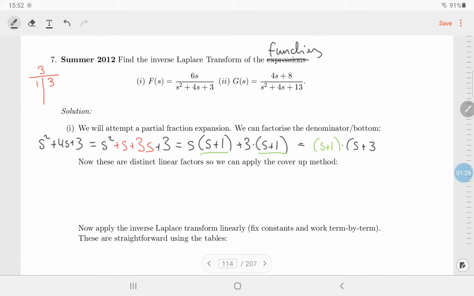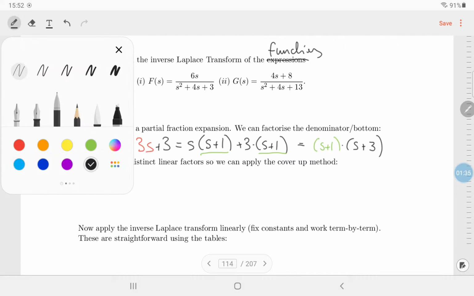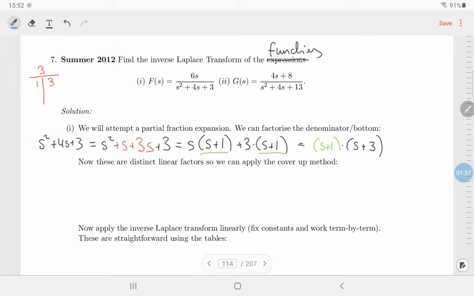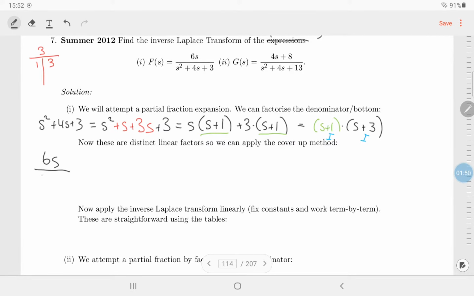So this actually becomes quite an easy one, because once you factorize the bottom of big F of s, you have two real roots, and if there are two real roots you can just do the cover-up method. Okay, so we have big F of s, which is equal to 6s over, now I won't write s squared plus 4s plus 3, I'll write s plus 1 times s plus 3. We can simply do the cover-up method. So the theory gives us constant over s plus 1 plus constant over s plus 3.